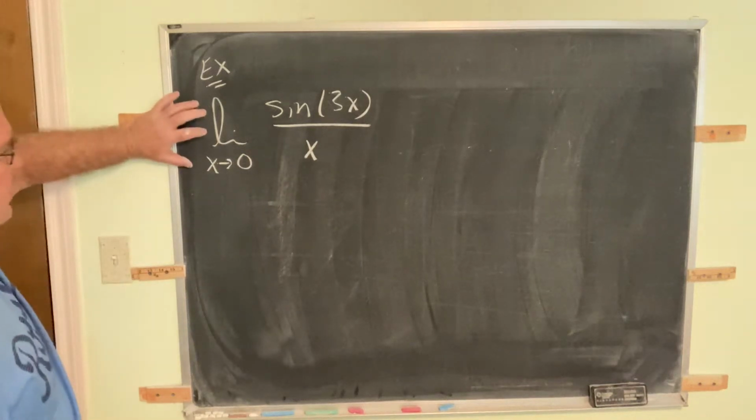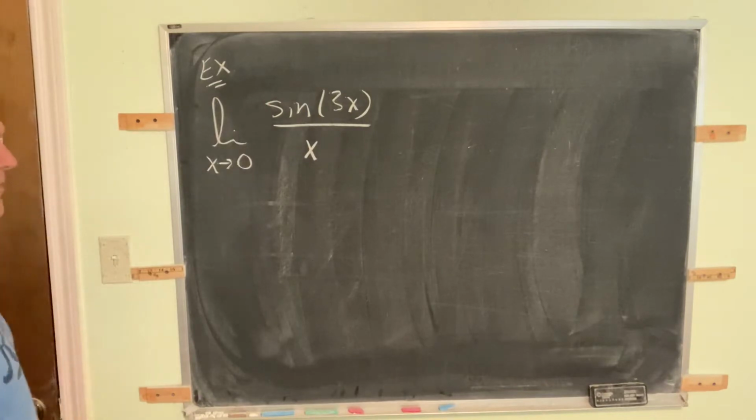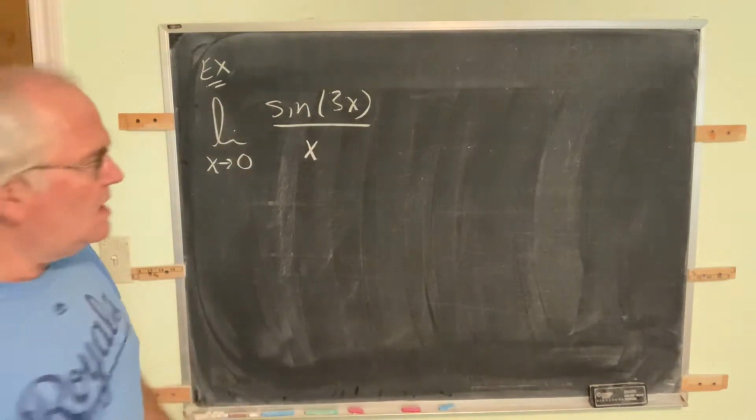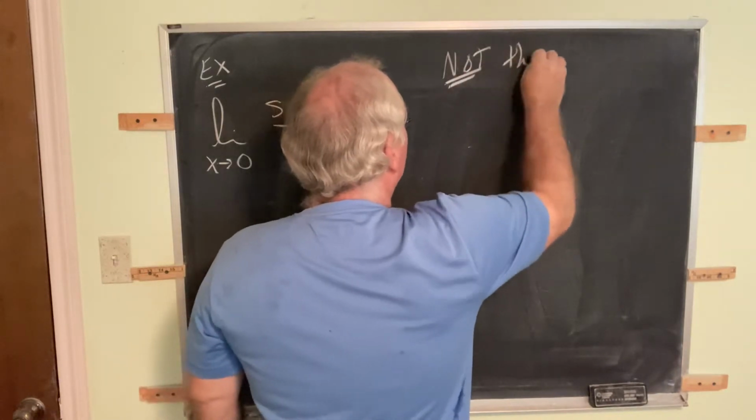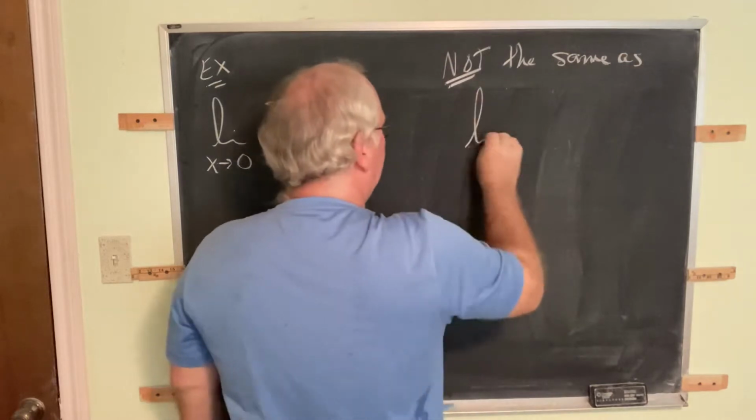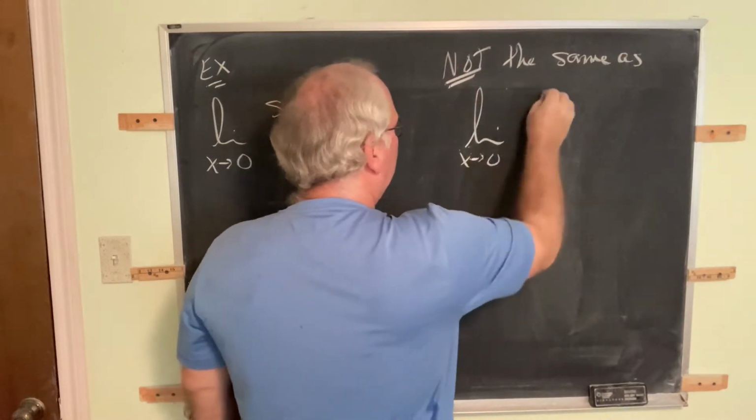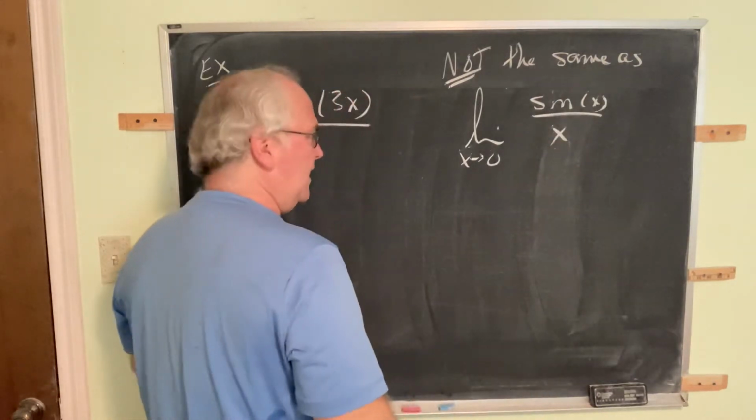All right, so here's another example. We have the limit as x goes to 0 of sine of 3x over x. Now, this is very similar, but it is not the same as this: limit as x goes to 0 of sine of x over x. Those are not the same thing.